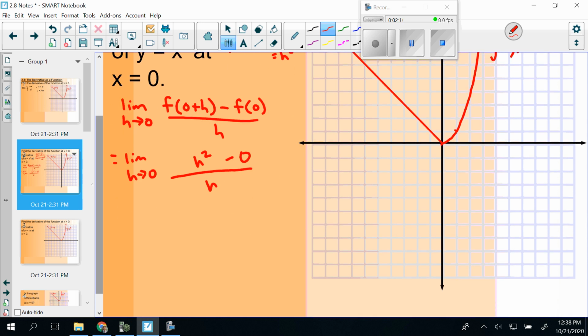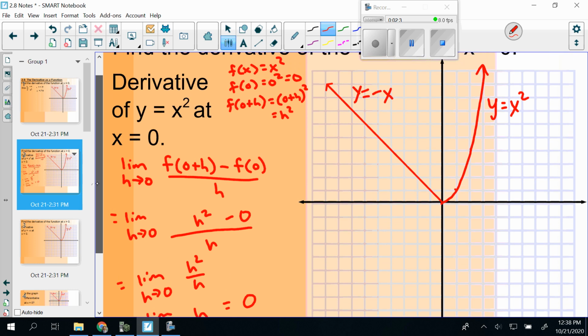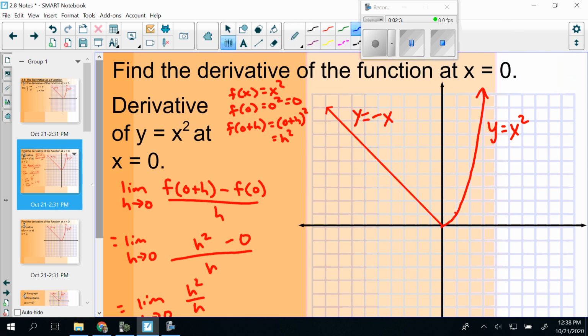Simplifying that now, this would just be the limit as h approaches 0 of h squared over h, because we're subtracting 0, it's nothing. We can cancel out one of those h's. Now it's just the limit as h approaches 0 of just h. And now we can plug 0 in. That's just going to equal 0. So that means on our graph here, as this is curving down, the rate of change right at 0, the slope is 0 right there. We get a rate of change of 0.